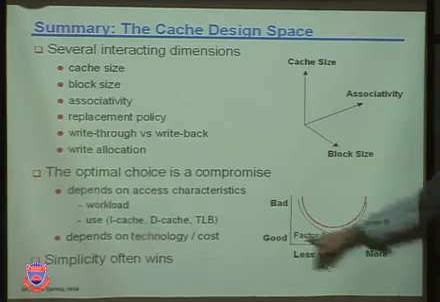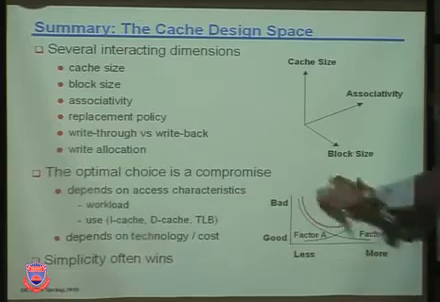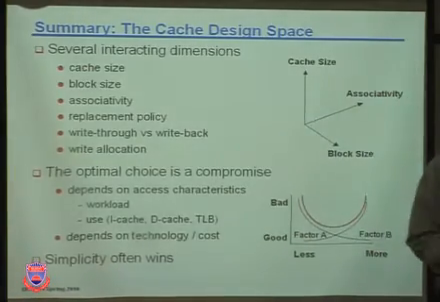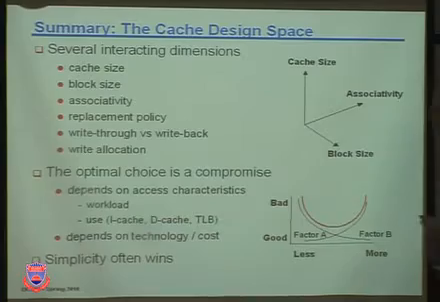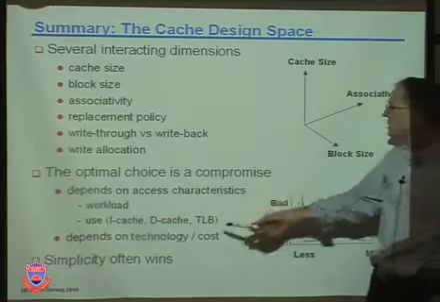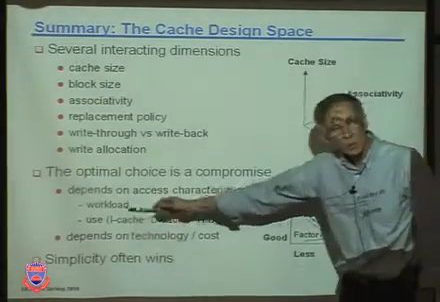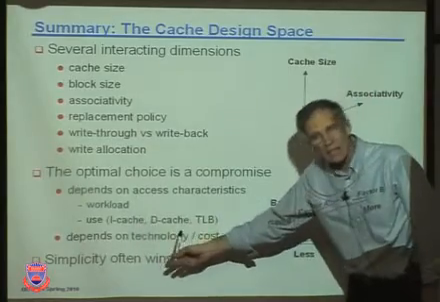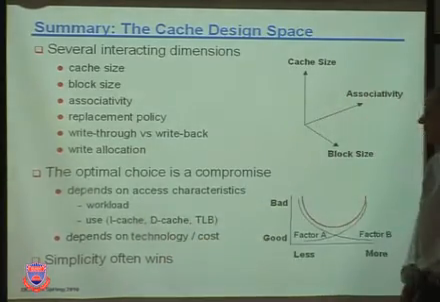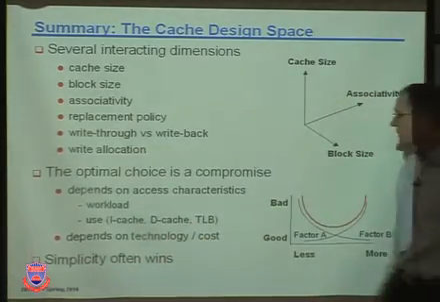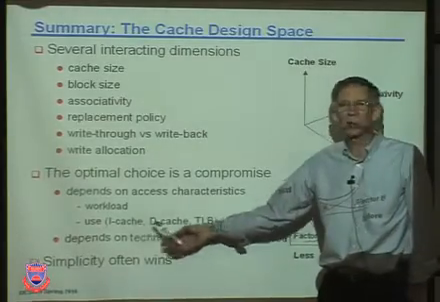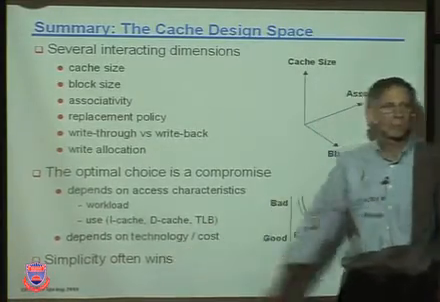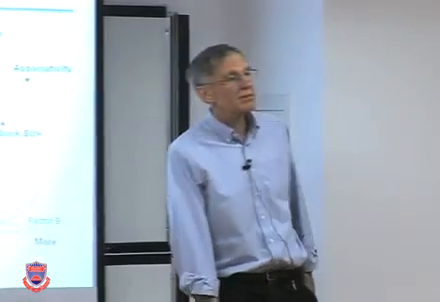Okay. So this is just looking at two factors together in a kind of a two-dimensional optimization. You can imagine if we looked at more, it would be very complicated to model. And it's a compromise. It depends on the access characteristics, the workload, whether you're looking at the instruction cache or data cache or translation look-aside buffer or a unified cache. And it depends on the technology that is available to you and the cost of those technologies. And one little word to the wise is simplicity often wins.